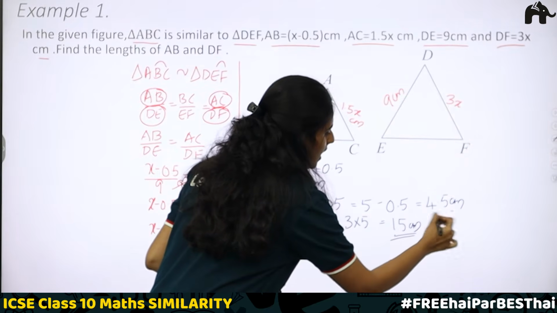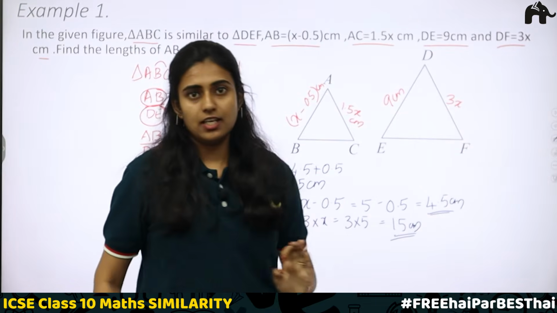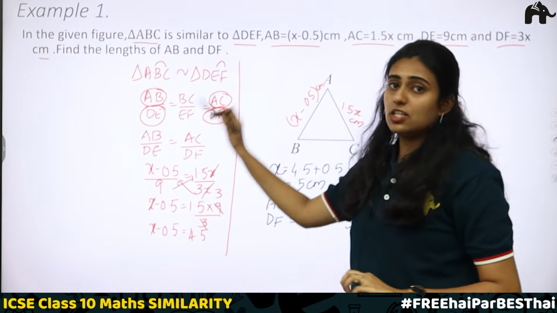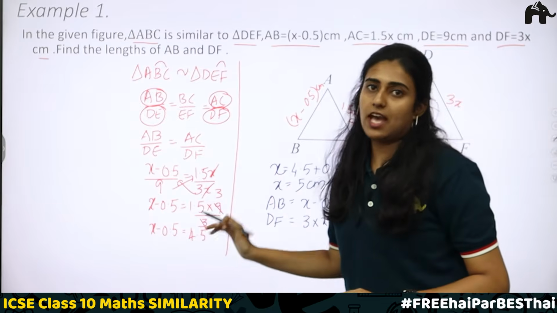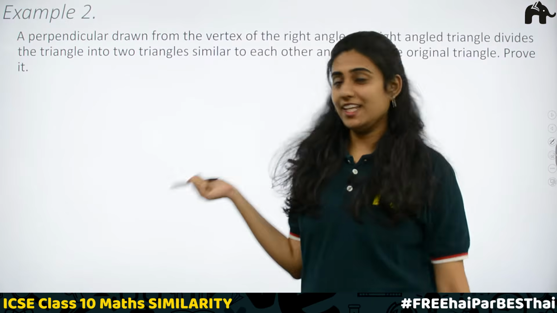This is how we can find the length AB and DF. Here we have used 4 similar triangles. The ratio of their corresponding sides will be equal, from which we have found the values of AB and DF. Let us take another example.